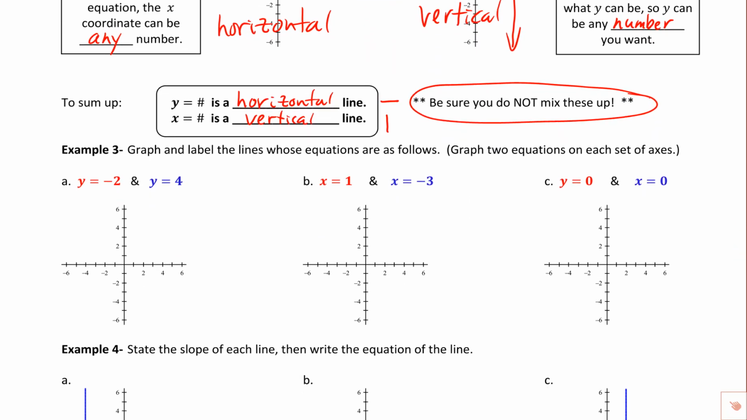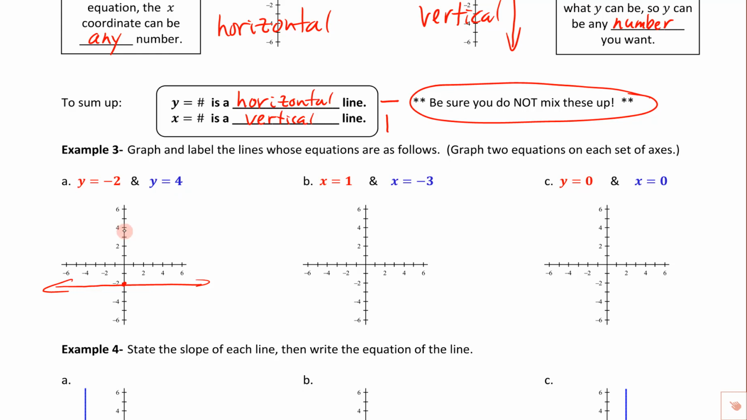So let's take a look at example number 3. We've got a couple different equations to graph here. I've got a red and a blue one for each one, so I'm going to color code these. If you can, that's great. If you can't, that's fine too. So take a look here. We've got y equals -2. That means it's going to cross the y-axis at -2, and we can have it go as far to the left or the right as we want. Remember, this is going to be horizontal.